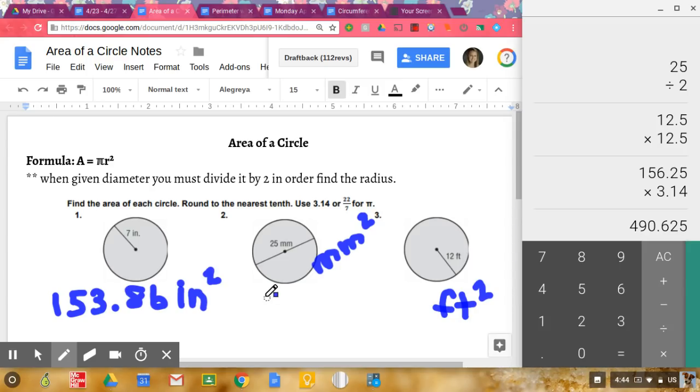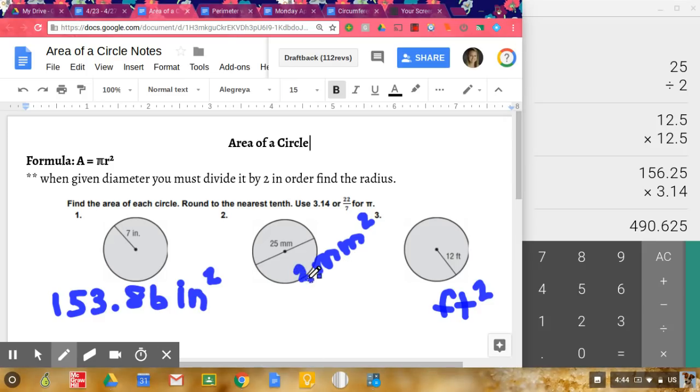So 490.63. And my label's millimeters squared. Let's see if I can fit this. Doubtful, but I'll try. Oh no.